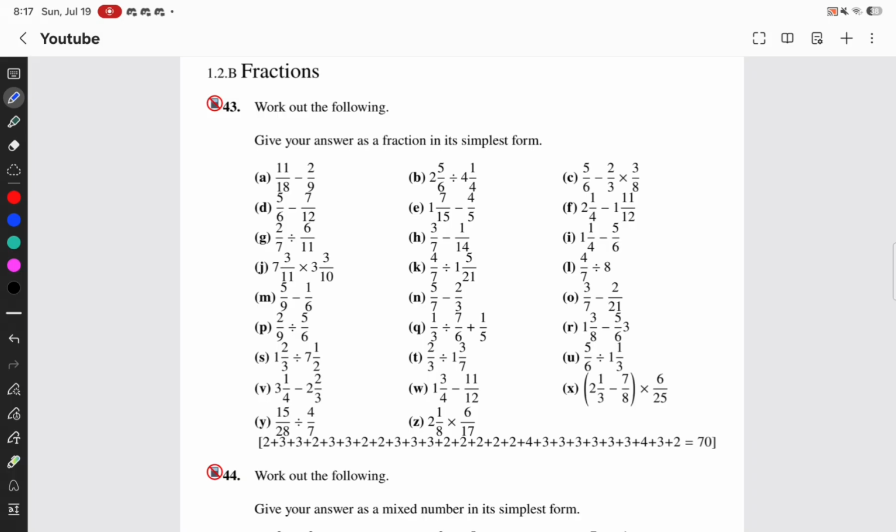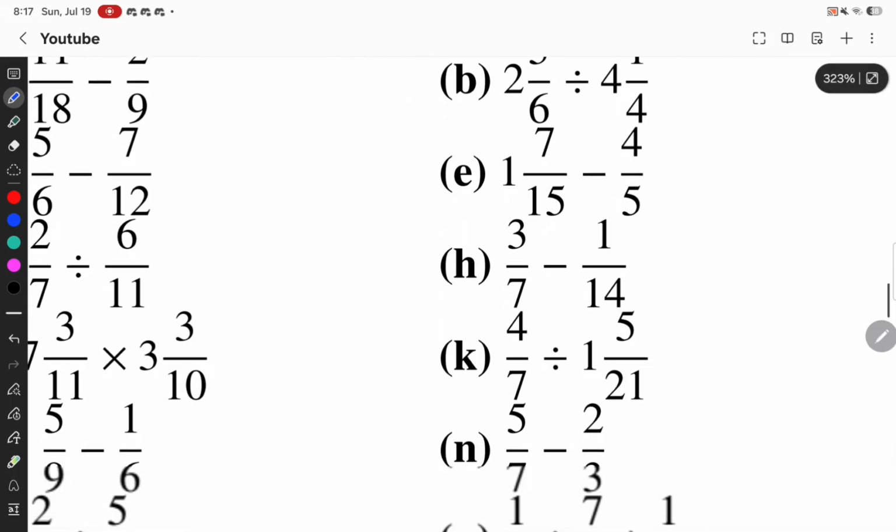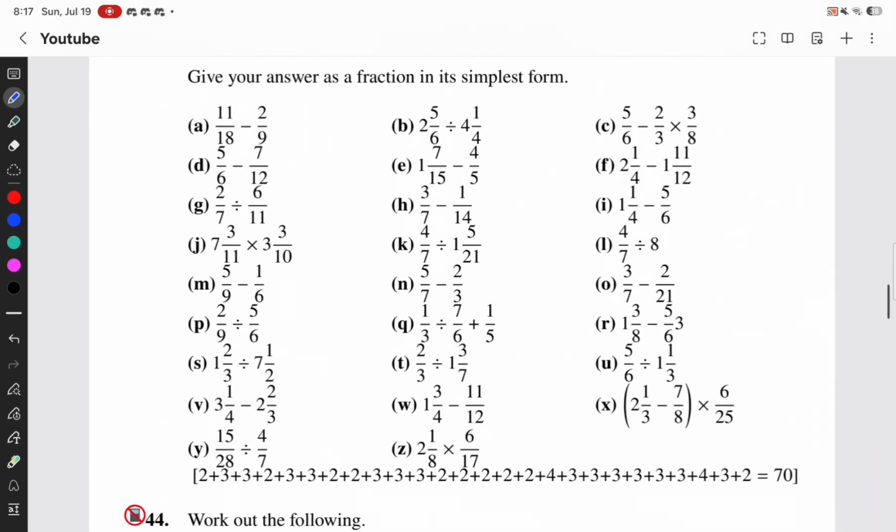It has been a long time since I paused the video to cool off. What were we doing? Solving some fraction questions. I will solve some and then you guys can do it on your own. Yes? Okay, good.